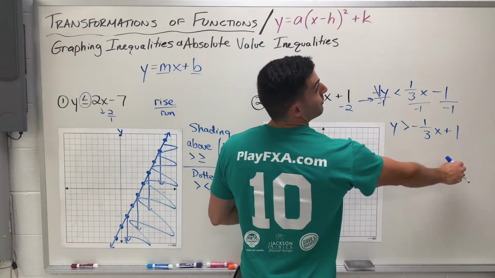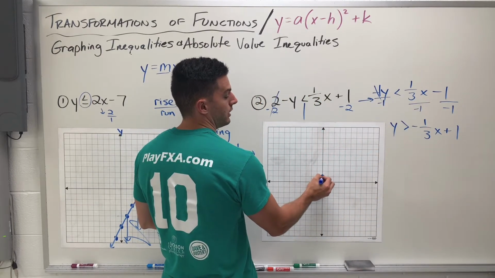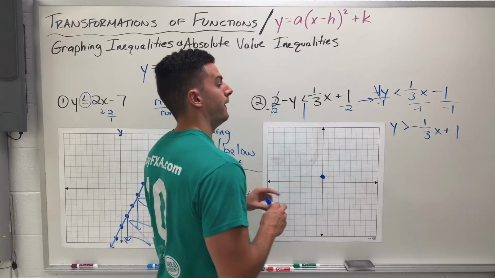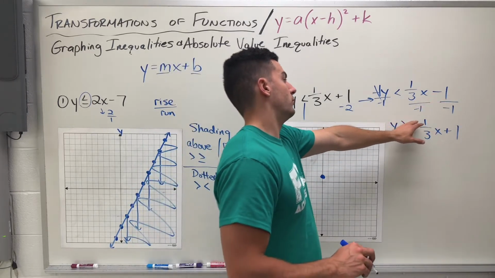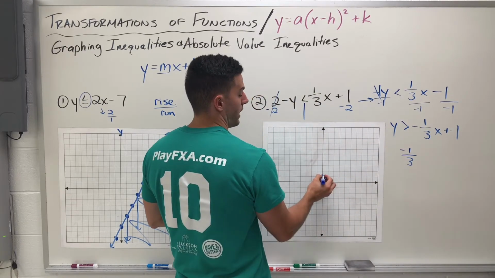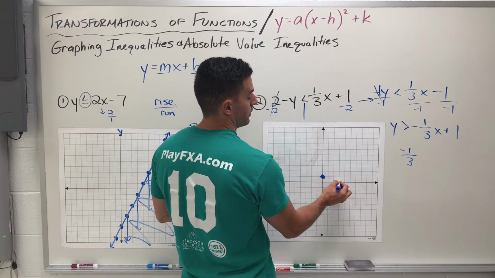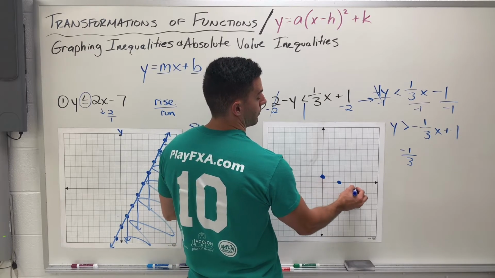So again, I think, what's my b value? Positive 1. So I go to positive 1 on my y-axis. I make a point there. Okay. And then my slope is negative 1/3. So my rise would be negative 1, so I move down 1. And then my run is 3. So down 1, right 3, point. Down 1, right 3, point.